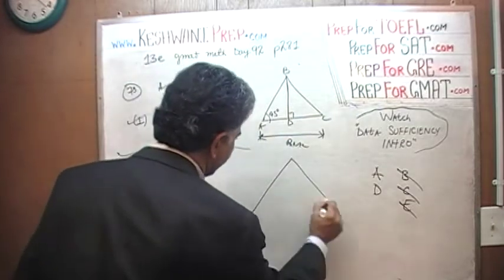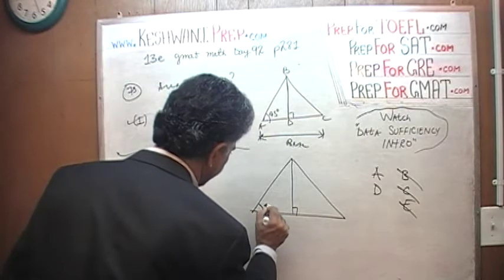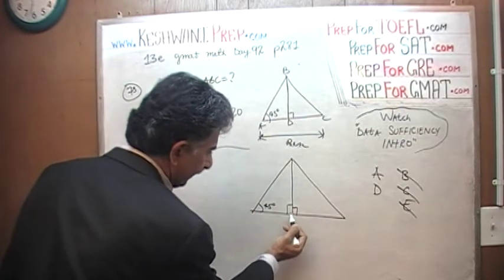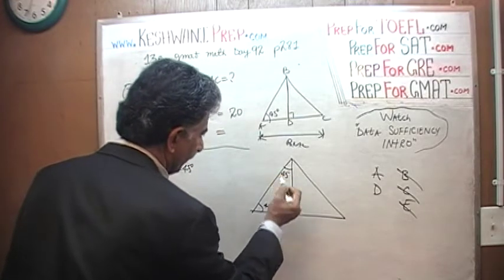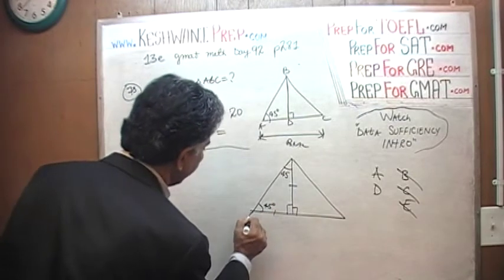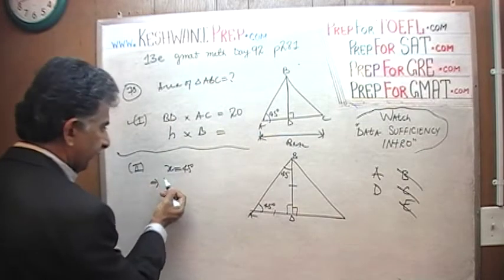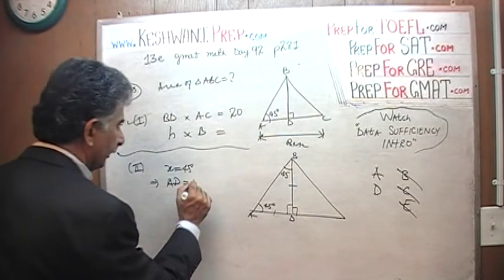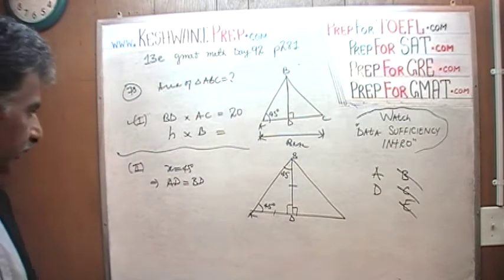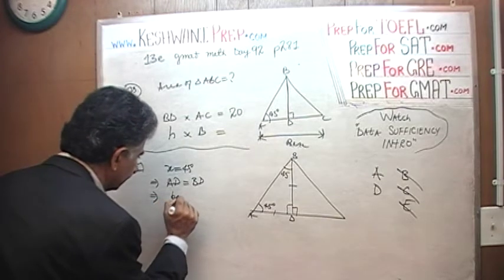Let's take a look at it here. X equals 45 degrees. So this is 45 degrees. Since this is 90, and if this angle is 90, this is 45. So all we gather from this is that this side equals that side. In other words, AD equals BD. What this tells us is that for this particular triangle, the base is the same as height.